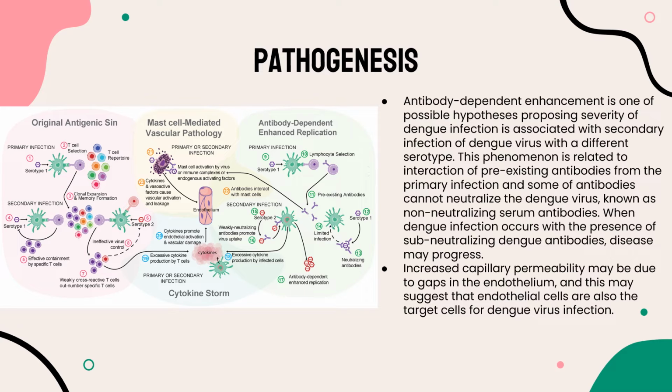Antibody-dependent enhancement is one of the possible hypotheses proposing that severity of dengue infection is associated with secondary infection of dengue virus with a different serotype. This phenomenon is related to interaction of pre-existing antibodies from the primary infection, and some of these antibodies cannot neutralize the dengue virus, known as non-neutralizing serum antibodies. When dengue infection occurs with the presence of subneutralizing dengue antibodies, disease may progress.